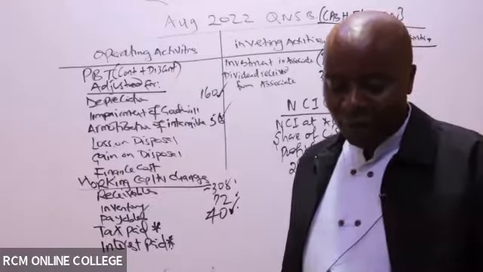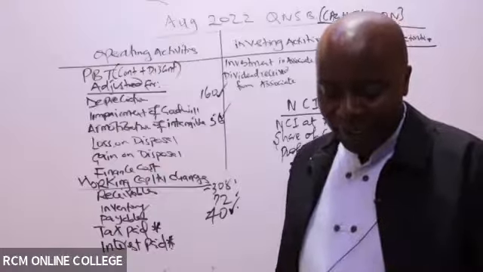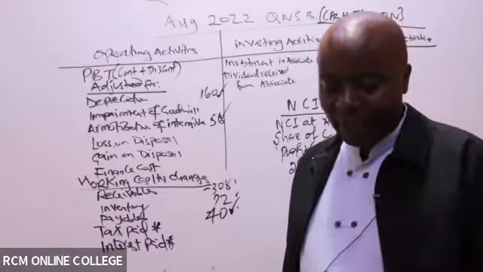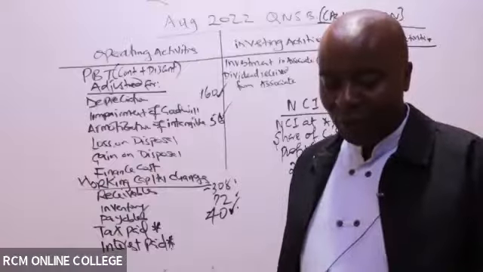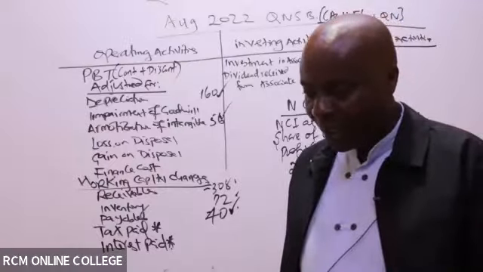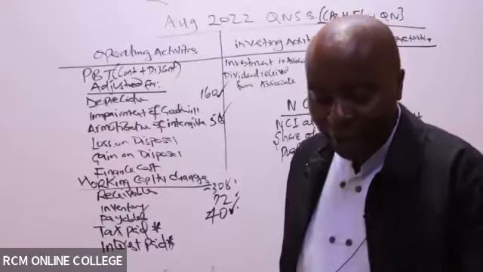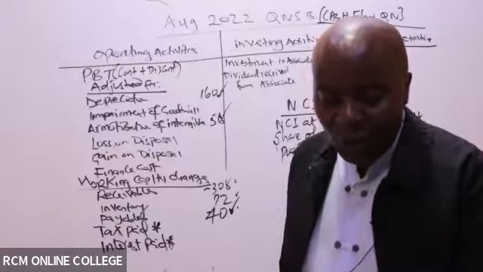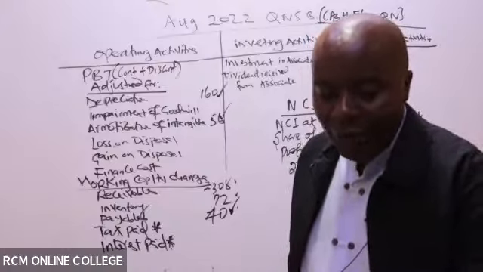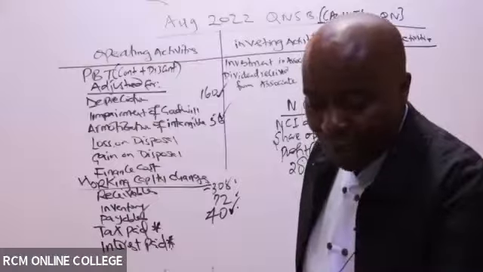So we have here profit before tax 48. We have income tax expense 16. We have loss on disposal 200. So which figure do we work with? And then there is an 88 and a total comprehensive income attributable to non-controlling interest.